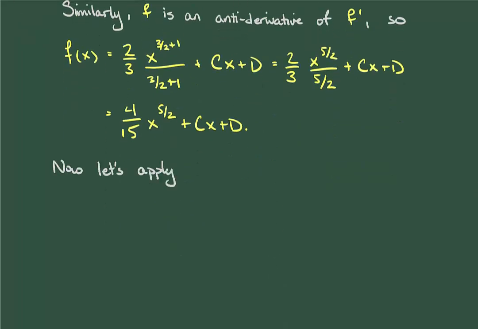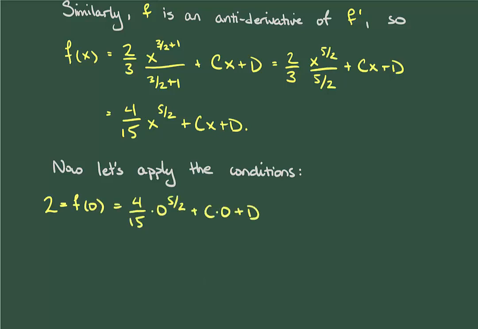Now we can start applying the conditions that we were given. Note that we have two conditions, and we have two constants. And that's going to be true in general. You need a condition for each constant which appears. I'm going to start with the condition that f of 0 is equal to 2, just because plugging in 0 results in a lot of cancellation. From this, we can just read off that d is equal to 2.